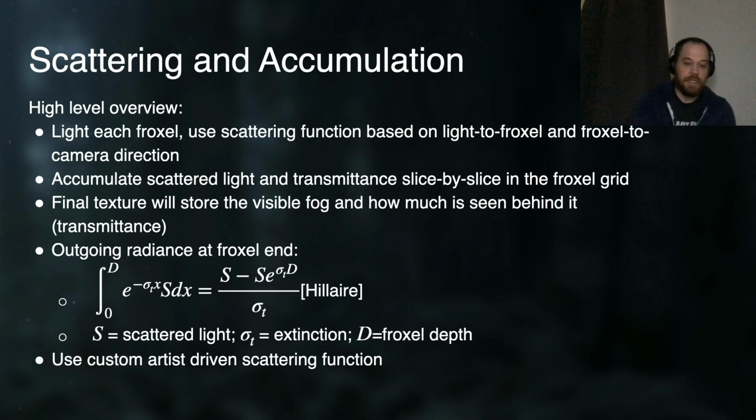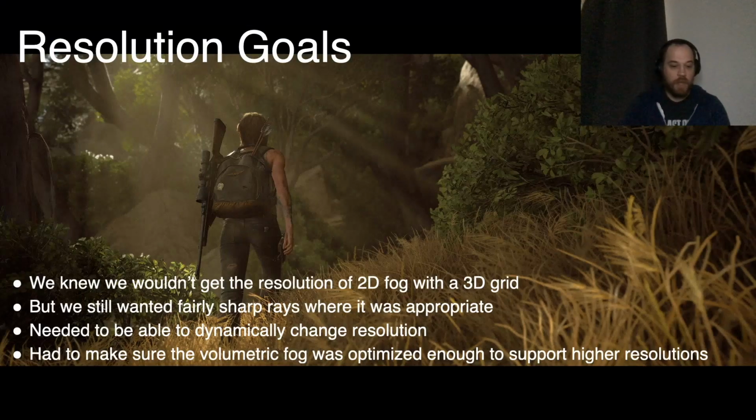As far as the scattering and accumulation, it's pretty straightforward. Light scatters through the media. We have a custom scattering function to evaluate for light, direction to versus light to Froxel and Froxel to the camera. We evaluate the scattering there. It's a custom artist-driven function. We use a formula proposed by Hilaire in terms of outgoing radiance, the Froxel, and based on scattered light extinction and Froxel depth.